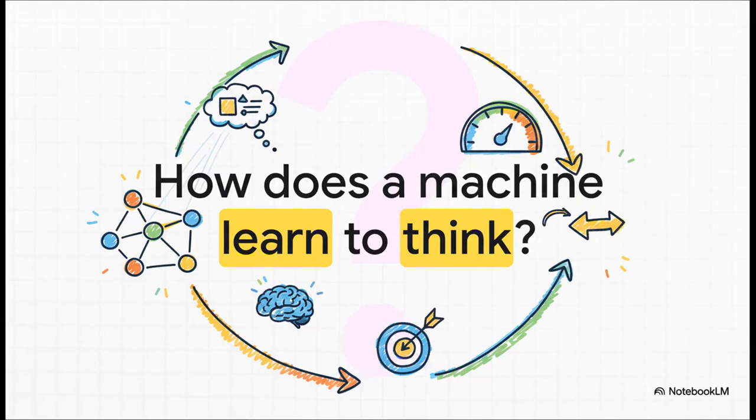So that's the big question, right? How does a machine learn to think? It seems so complex, so sci-fi. But the truth is, it's a surprisingly logical process. So let's forget about the Hollywood movies for a few minutes and break down how a machine goes from being a complete blank slate to making some seriously intelligent predictions.